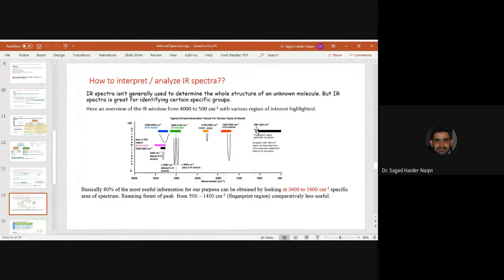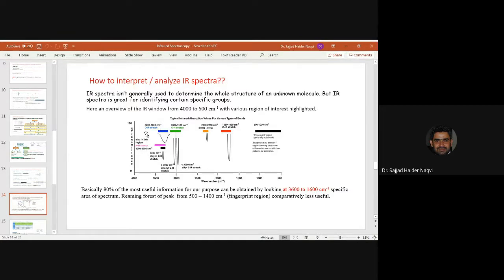Similarly, the region from 500 to 1000 is what we call the fingerprint region. And as I said, this is used for generality, not for a specific purpose. Then the region between 2100 and 2260 is specifically for the carbon-nitrogen triple bond, or carbon-carbon triple bond, that is the alkyne functional group. Then we have this one, which refers to carbon-hydrogen. This refers to the OH stretch. This region refers to the alkyne, and this region refers to the nitrogen-hydrogen bond.